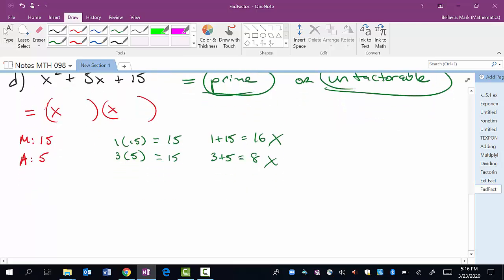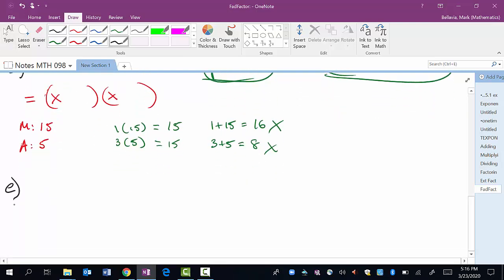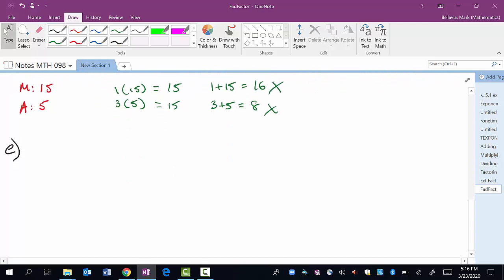All right, let's take a look at another example here. If I said I had x squared minus 3xy minus 18y squared.